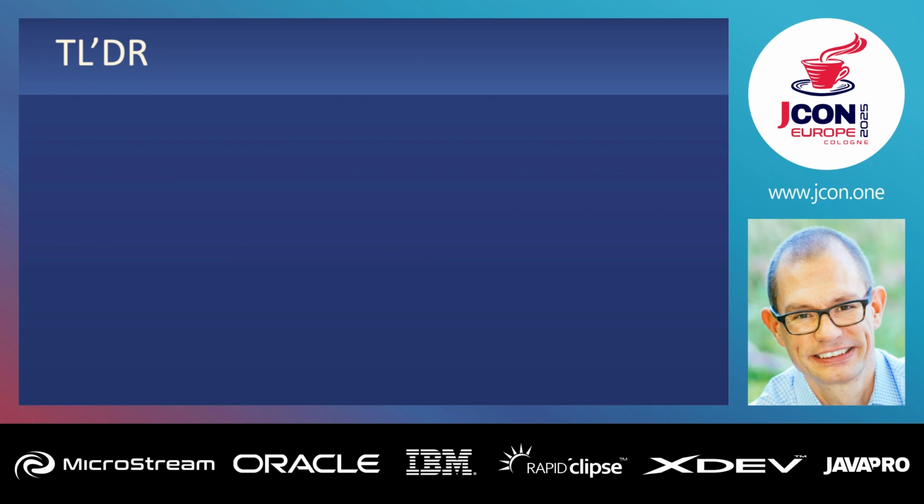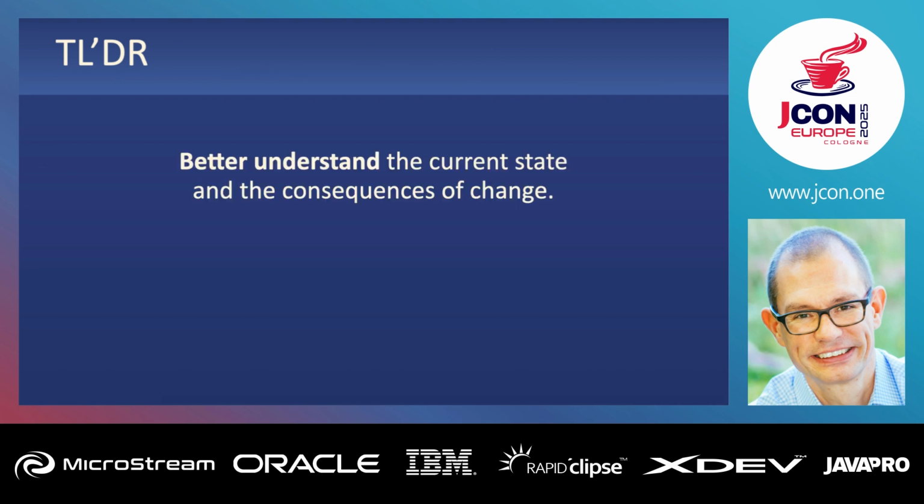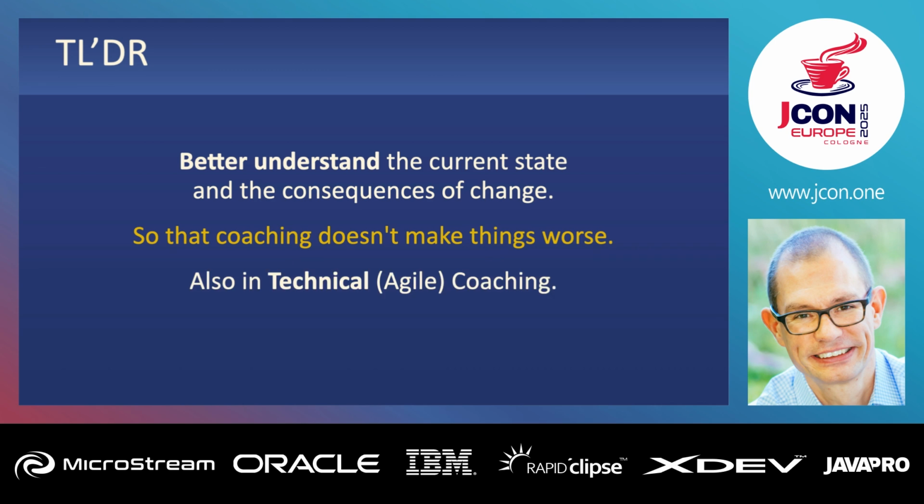Let me give you a quick summary of this talk, and then you can decide if you'd like to stay or not. If we want to drive change in our company, and technical coaching is about change, we should better understand the current state of our teams and our technological systems, and what bringing change to our system means, what the consequences of change are. Because we don't want coaching to make things worse. I don't know if you ever encountered that situation: you call in a consultant or a coach, and afterwards it's way worse than before. We don't want that. And that's the same in technical agile coaching as in agile coaching and coaching in general. Models can help us with not coaching things into failure.